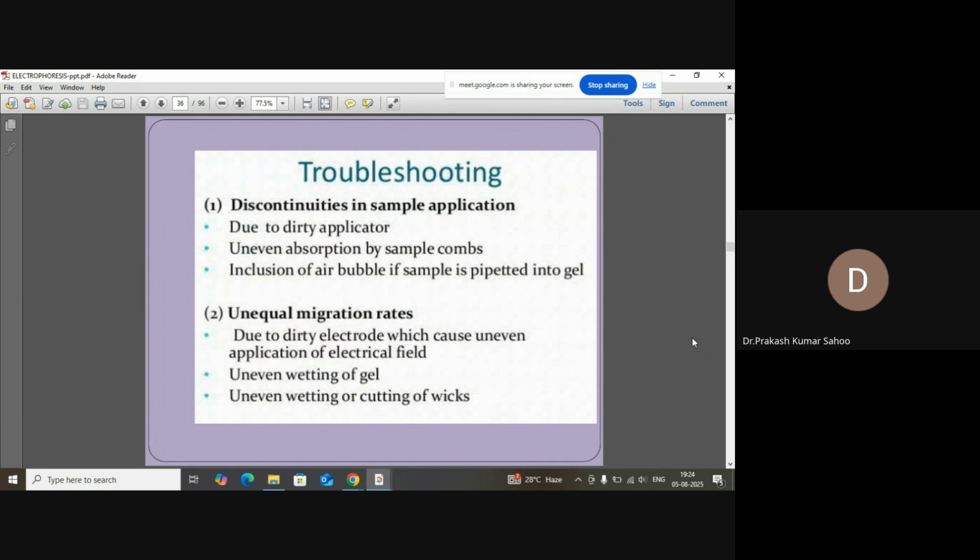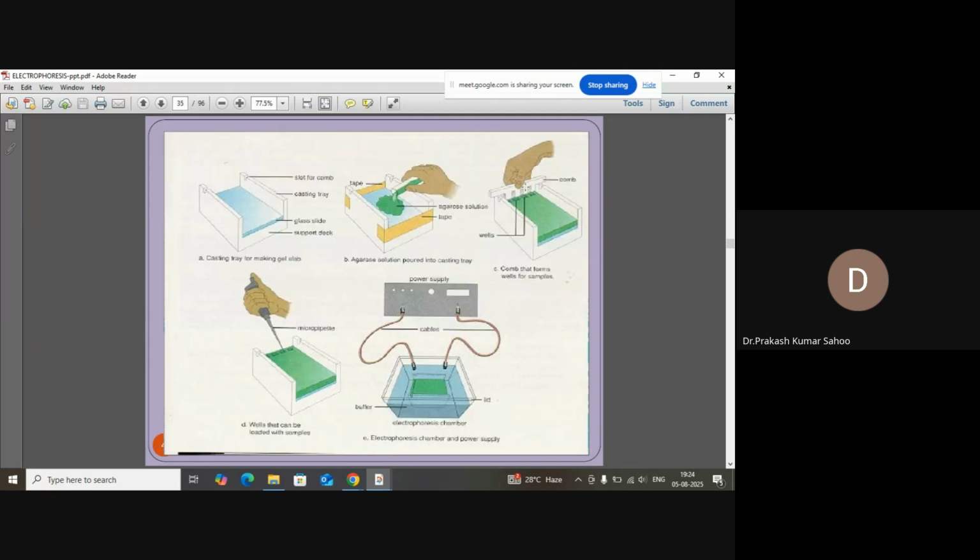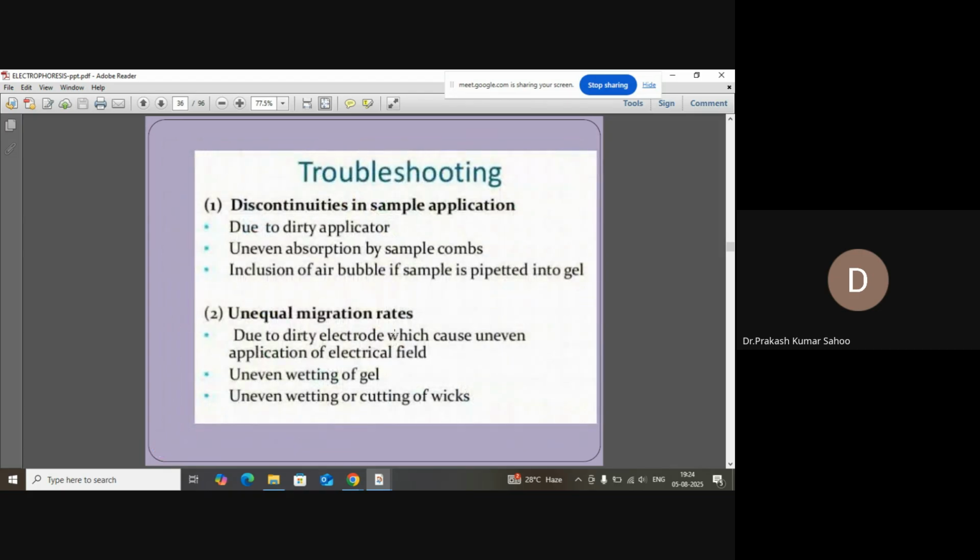So, troubleshooting: discontinuities in sample application due to a dirty applicator, or uneven absorption by sample forms, then inclusion of air bubbles if the sample is divided into the gel. So this is known as the sample comb. Unequal migration rate due to a dirty electrode causes uneven application of liquid, uneven wetting of the gel, uneven wetting or cutting of wicks.